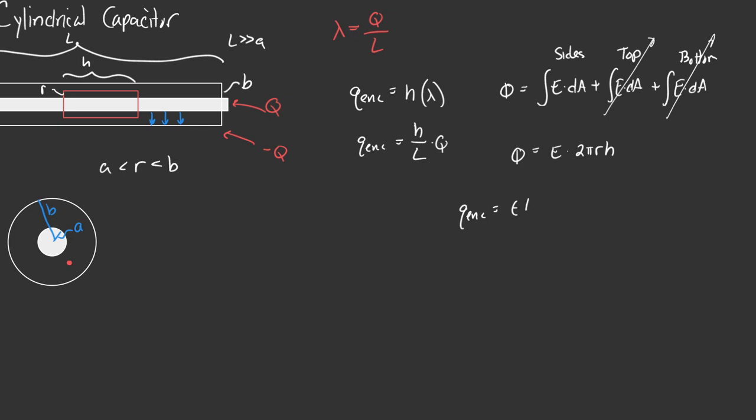And that's still going to be E times 2 pi r h. Oh, wait. Well, yeah, I guess so. I was going to write Gauss's law first, so yay, Gauss's law. And then H over L Q equals epsilon times E times 2 pi r h. I notice immediately that the H's cancel out. That's by design.